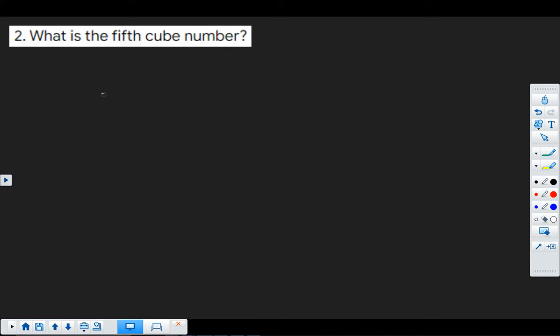Okay, well, hopefully we've remembered the difference between square numbers and cube numbers. So a square number would be something like 5 times 5, which we write as 5 squared. A cube number is when we multiply that same number 3 times, and we would write that as 4 cubed.